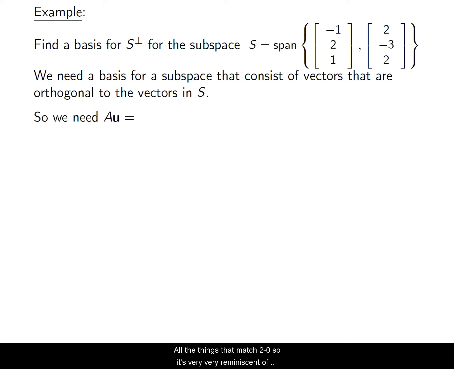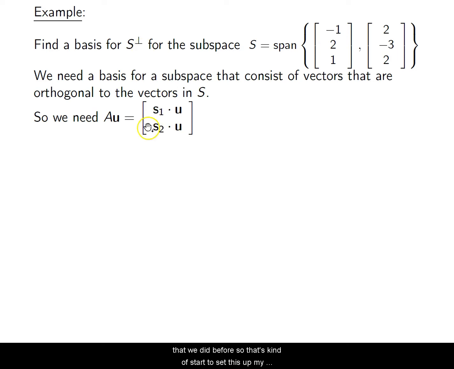I can look at it for all the things that map to 0. So it's very reminiscent of trying to find the basis for the null space, right? That's what I'm basically doing. I'm turning this into a matrix, and I'm finding the basis for the null space of this. I want to know all of the vectors that go to 0 when I multiply against this transformation matrix, and the basis for that is going to give me the basis for the orthogonal subspace. So it's very similar to the things that we did before.